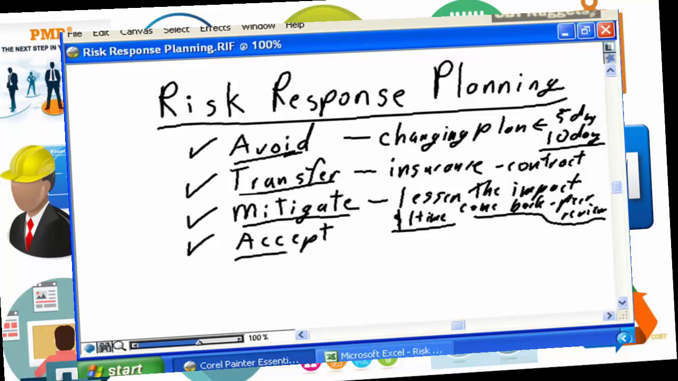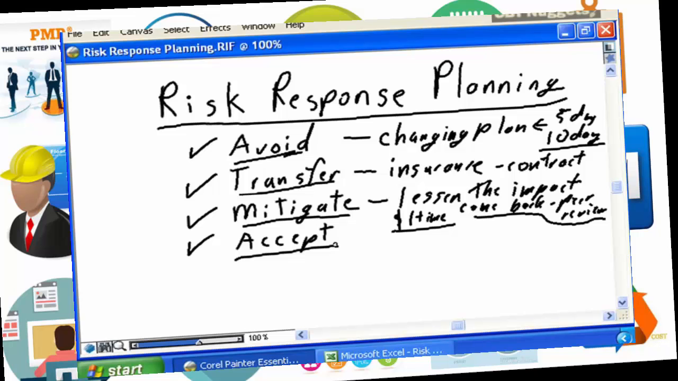And finally, the last and sometimes only strategy you can have for risk events is accept. There's nothing you can do to avoid it, there's nothing you can do to transfer it, there's nothing you can do to mitigate it. You simply have to accept the fact that there are some project risks. Although you hope they're not going to happen, there are some project risks that are going to impact your project, and all you can do is accept the fact that should it happen, it happens.